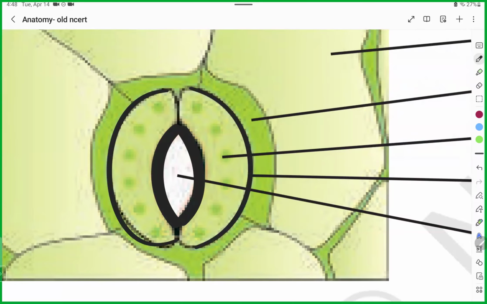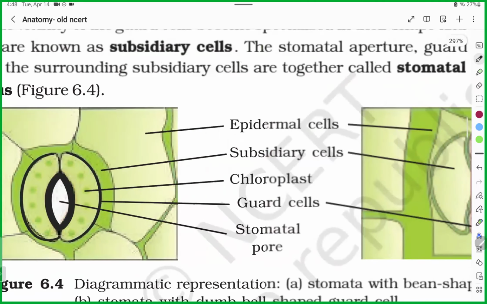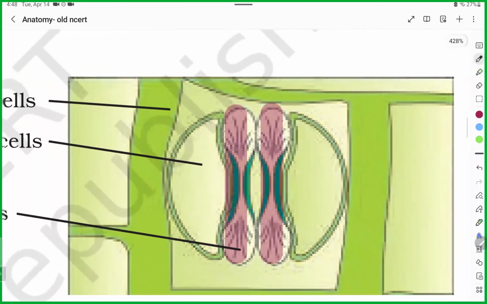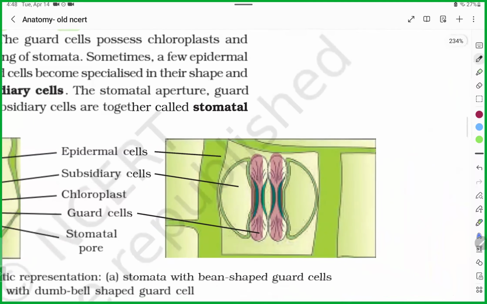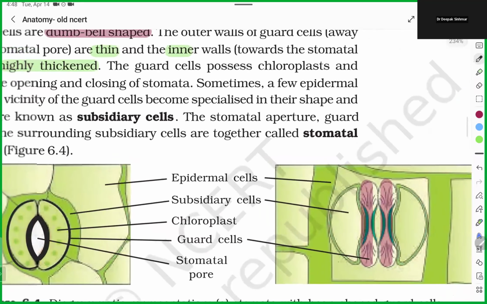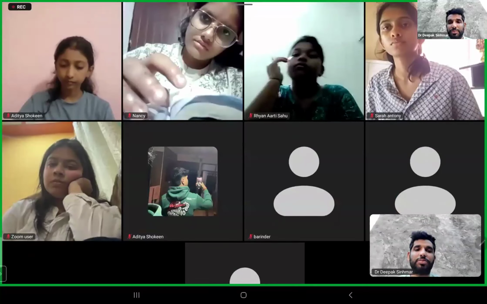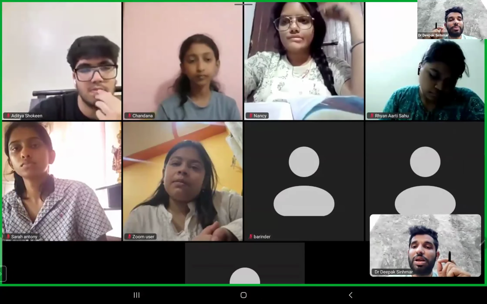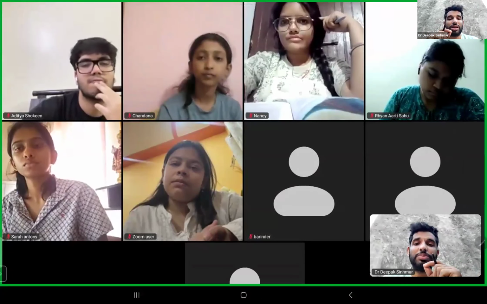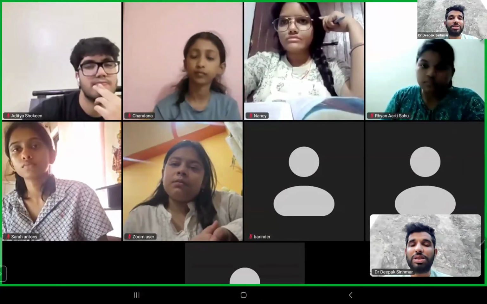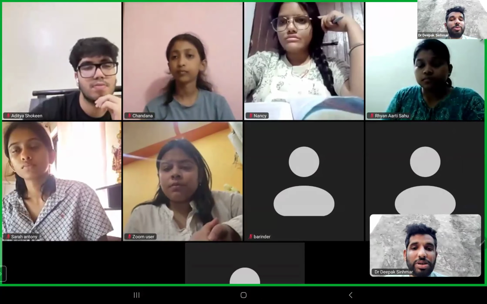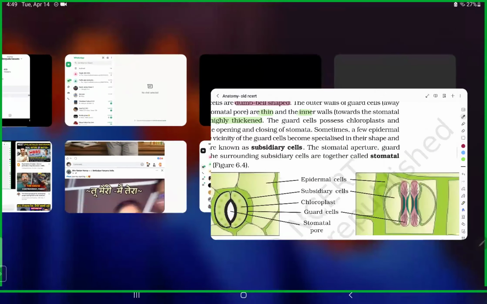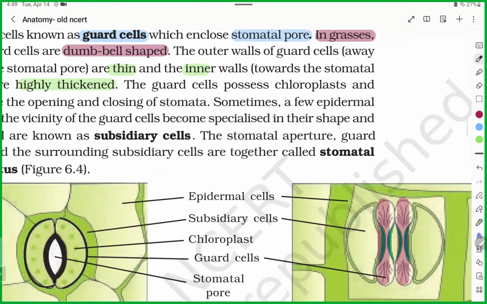NEET has already asked a question from this. Look at the shape of this cell: dumbbell shape in case of grass. And remember, I am teaching almost like I am starting from zero. Otherwise, during revision, it should be very fast. So make sure you listen carefully, otherwise you will miss the whole thing.